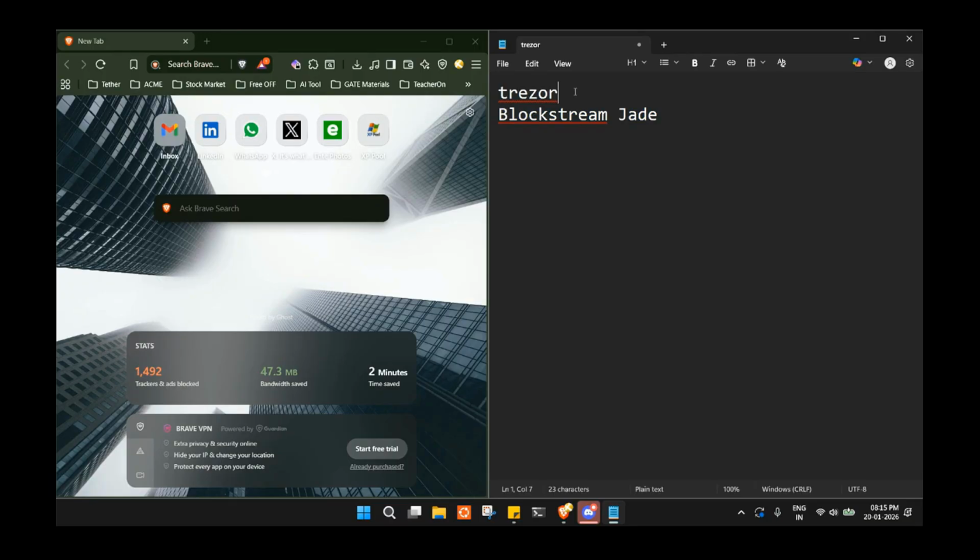Okay, so we will try to discuss Trezor first. Because Trezor was the first one, I think, if I'm not wrong, in 2014 they made this Model One, which got hacked. You will be able to find so many vulnerabilities on YouTube.